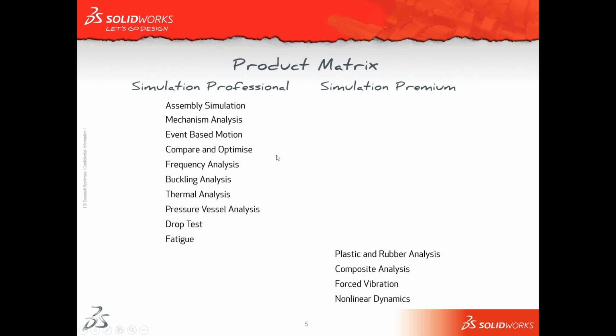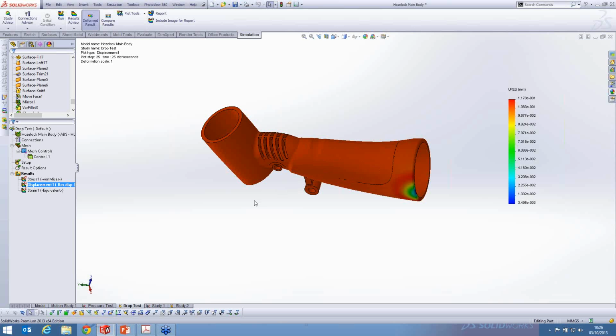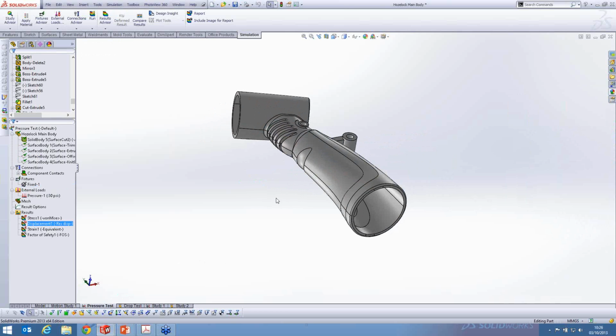Okay, if we just go back, we'll summarize what we've looked at. We've taken a look at two particular studies. We've taken a look at our pressure test first and foremost to analyze whether the product is suitable to take the internal pressures of the water that we're working with. And then we've taken a look just for validation that it's fine if we drop it from a certain height. So we may want to follow that up with a physical drop test, but we can see very early in the design process whether or not it's suitable and whether or not it's going to fail.